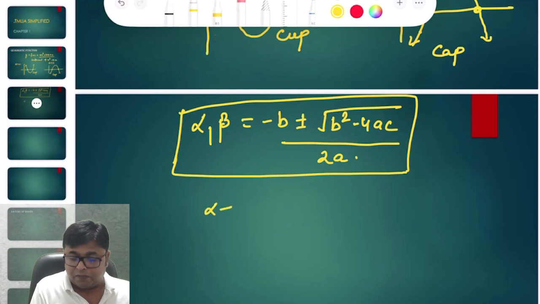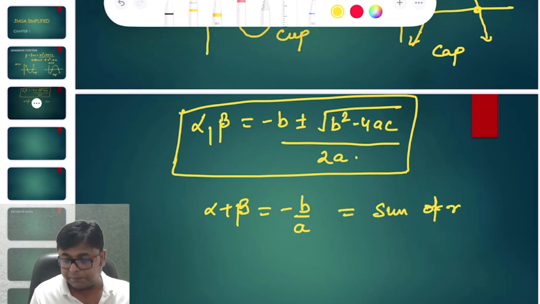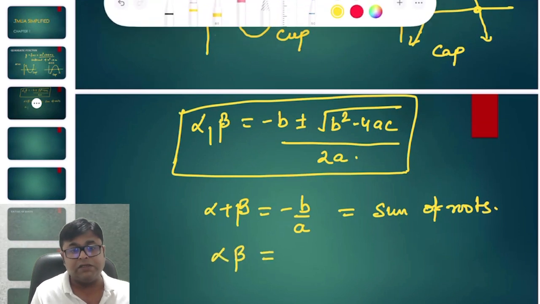Now, what is the sum of roots? If I say alpha plus beta, another result that you have to remember: if you see, I have two values hidden in this formula. If I take one of them with a plus sign and the other with a minus sign and add both of them, it will turn out to be −b/a. So this is called the sum of roots. And what is the product of roots? Product of roots is given by c/a.